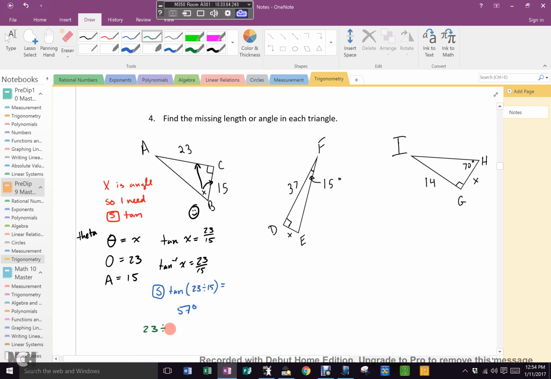$56.88, right? 57. 23 divided by 15. Put that in brackets, right? And then hit shift tan. Got it? All right. So, in this second triangle, I'm going to get you guys to set it up.